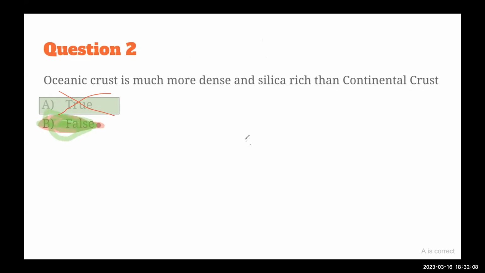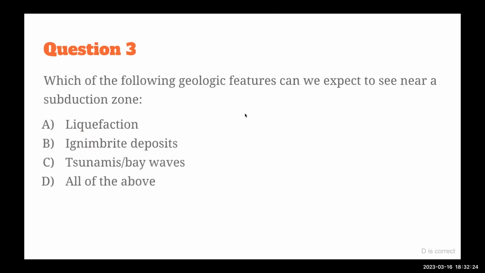Question 3, which of the following geologic features can we expect to see near subduction zones? All right, let's go through all of them. So liquefaction, what is liquefaction? There's like an unstable base, so when there's an earthquake or something, it could... Yeah, exactly.